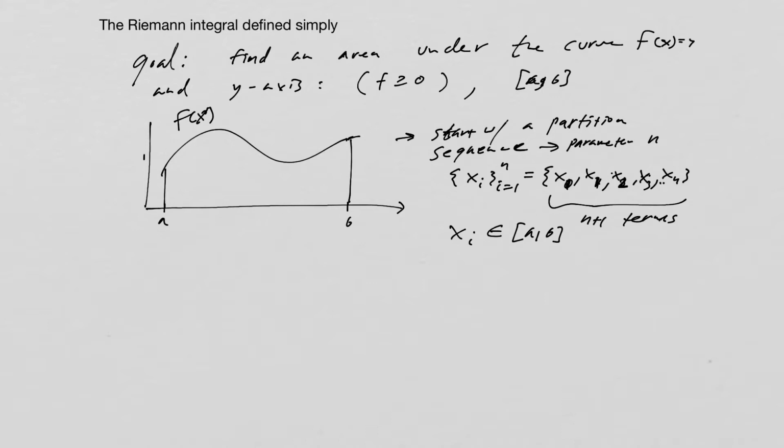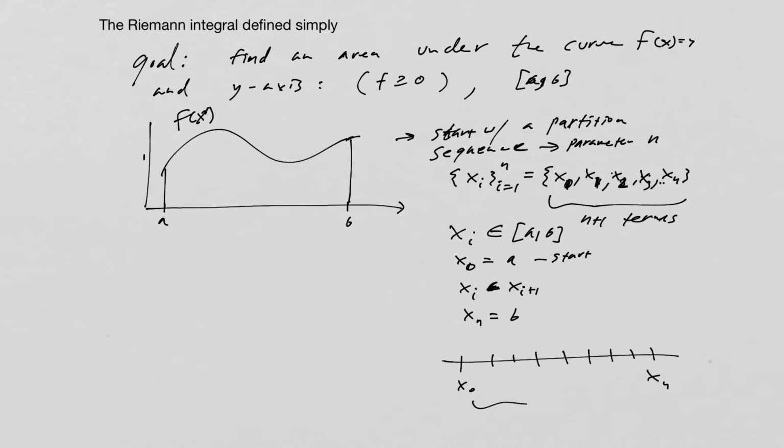And these xi, all of them, are going to be inside the interval a to b. And x0, I'll just say that x0 is going to be a, and it'll be, of course, the start. And xi is always going to be strictly less than xi plus 1. So each different term is going to ascend up, and then that xn will be b. Basically what this does is split up our interval into n plus 1 different points.